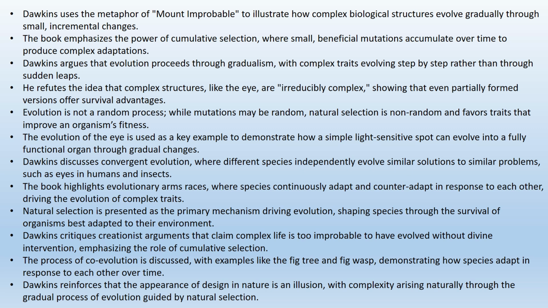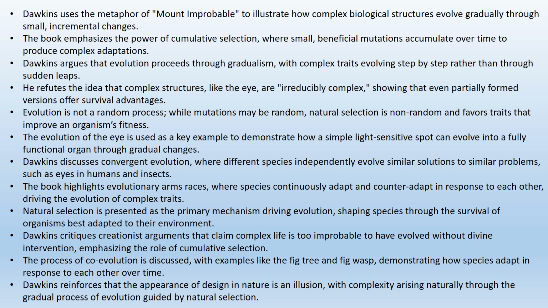Dawkins uses the example of the evolution of the eye to demonstrate how a complex organ can evolve through cumulative selection. He explains that the eye did not appear fully formed, but began as a simple light-sensitive patch of cells, which gradually became more sophisticated over generations. Each small improvement, such as the development of a lens to focus light, provided a survival advantage, and thus was selected for and passed down through generations. Over millions of years, these small changes accumulated to produce the highly complex and efficient eyes seen in various species today.